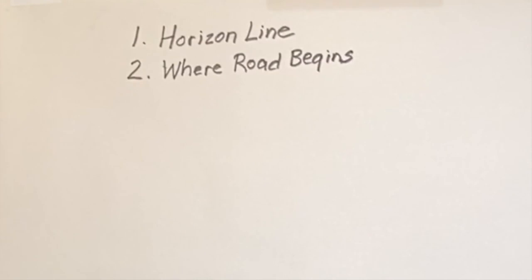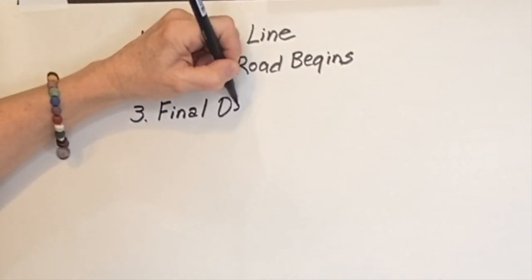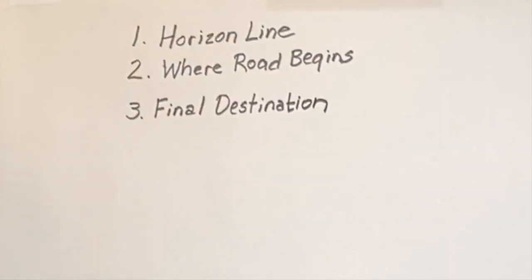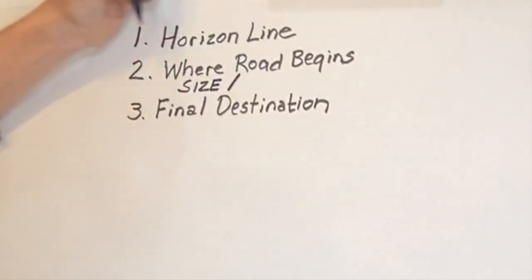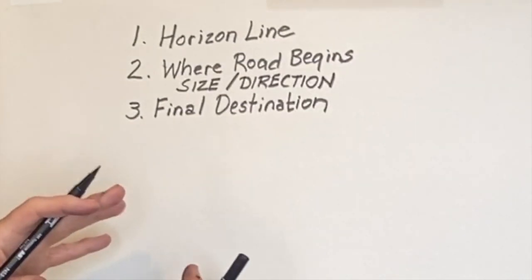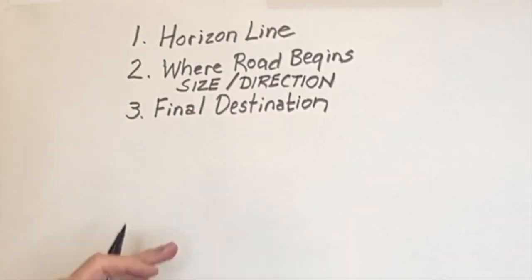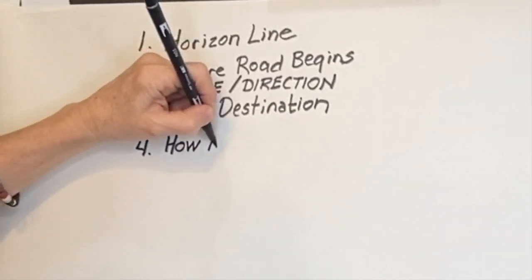But 1 is the horizon line. We have to establish that. 2, we have to establish where does the road begin? 3, we want to know what's the final destination of the road? Where is it going to end? Now, after we establish that, we need to really kind of think about when the road begins. How big is that road and what direction is it going to initially start out in? This will make a lot more sense as we do some of these.